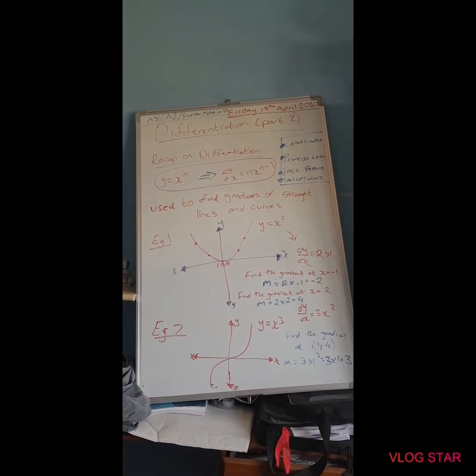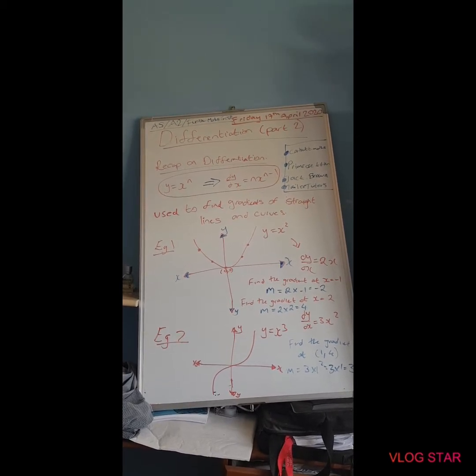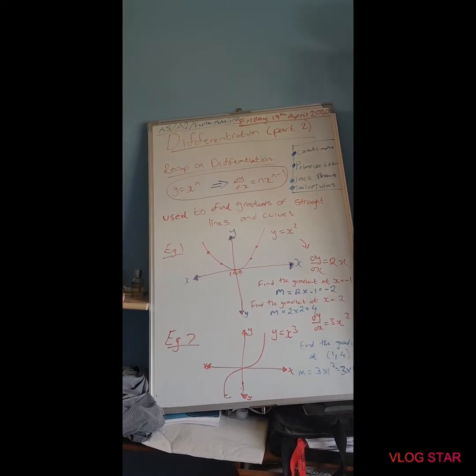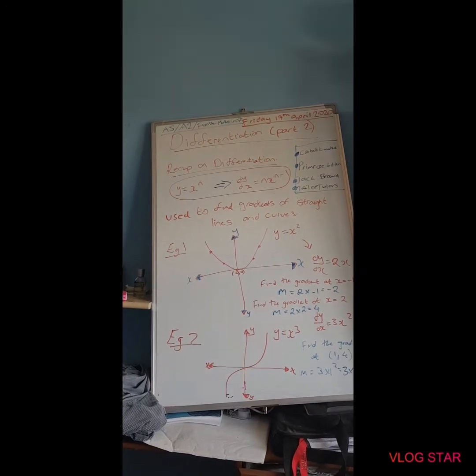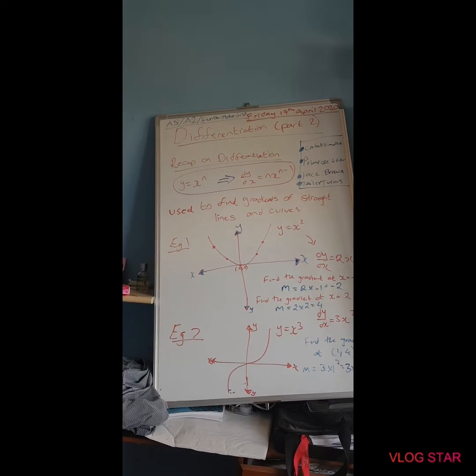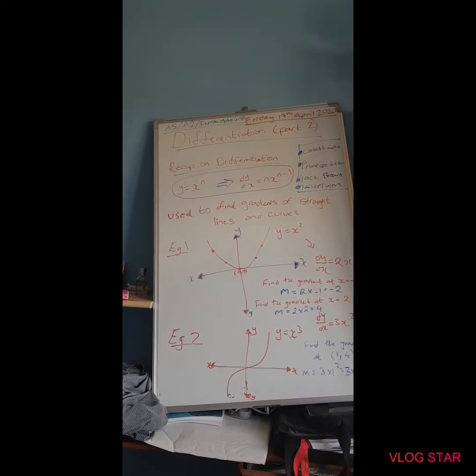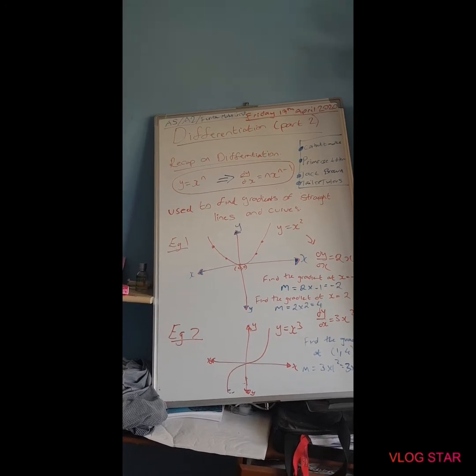In the first lesson of differentiation we looked at how to perform the process of differentiation. If you look in that circle there, a recap on differentiation: y equals x to the n. We define dy by dx, the derivative, as nx to the n minus 1.